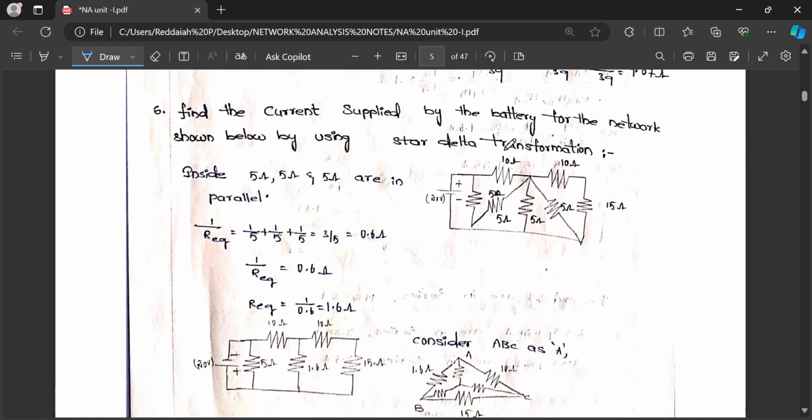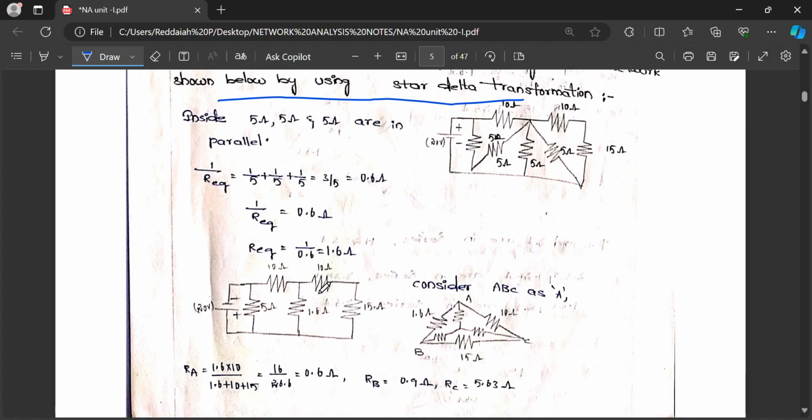Find the current supplied by the battery for the network shown below by using star delta transformation. Inside the circuit, 5 ohm, 5 ohm, 5 ohm are in parallel. When three resistors are in parallel, 1 by R equivalent equals 1 by 5 plus 1 by 5 plus 1 by 5, which is 3 by 5, that is 0.6. We want R equivalent, the reciprocal of this, 1.67.